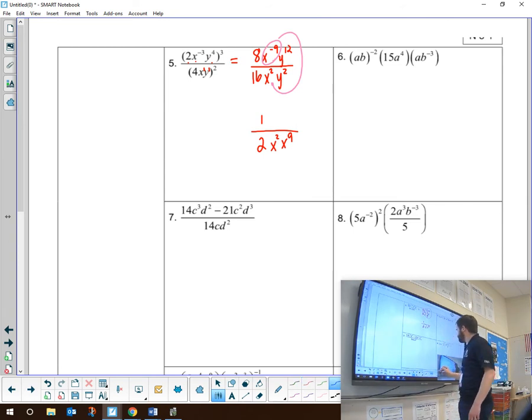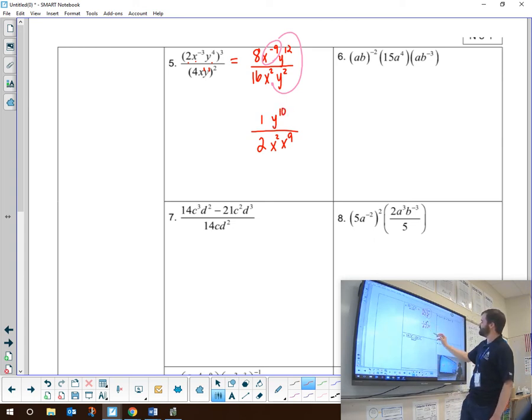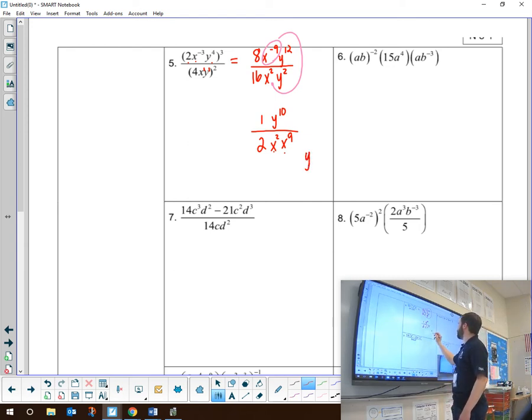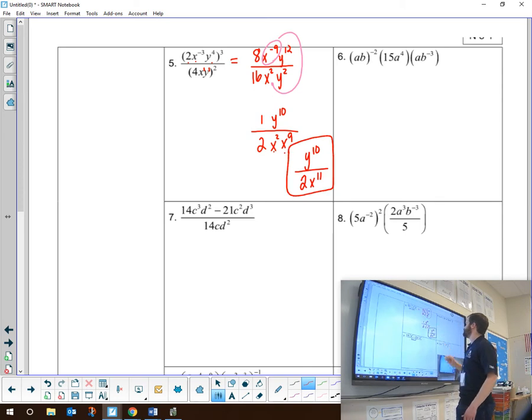Okay, then this y to the 12th and y squared, those we're going to subtract. 12 minus 2 is y to the 10th. Okay? All right, so last but not least, we need to combine these two. X squared times x to the 9th is going to be x to the 11th. So my final answer is going to be y to the 10th over 2 times x to the 11th, and I cannot simplify that anymore.